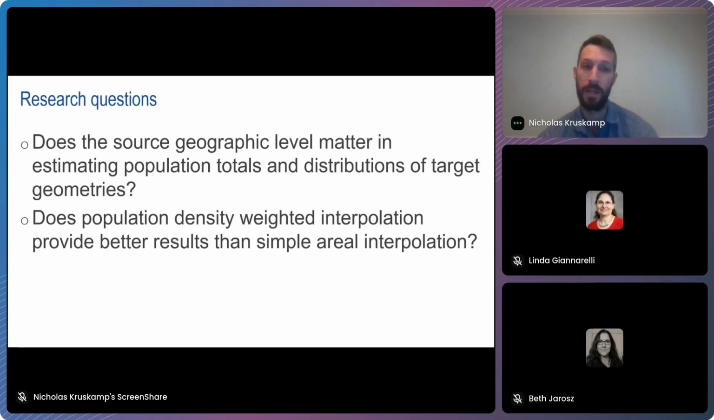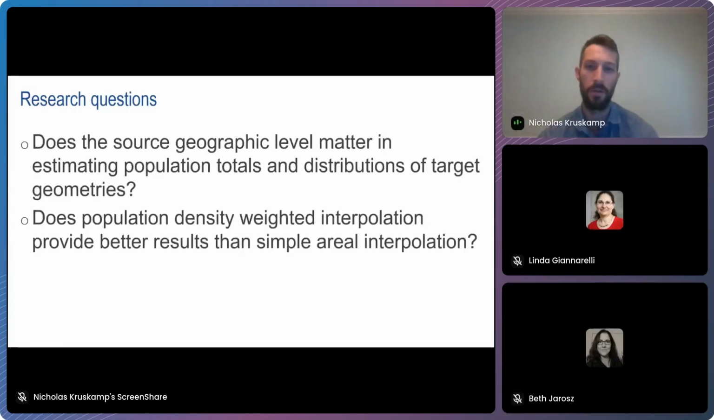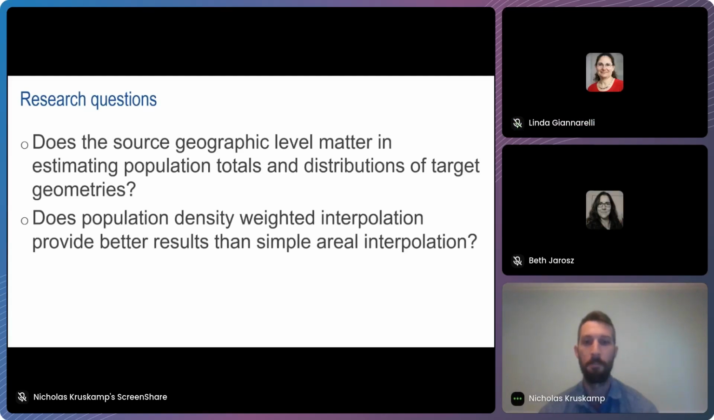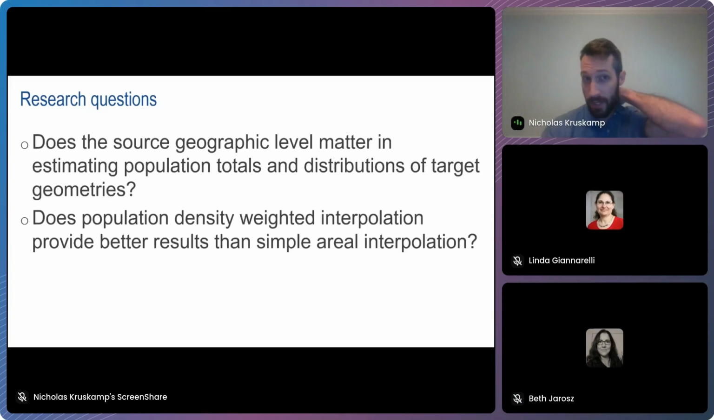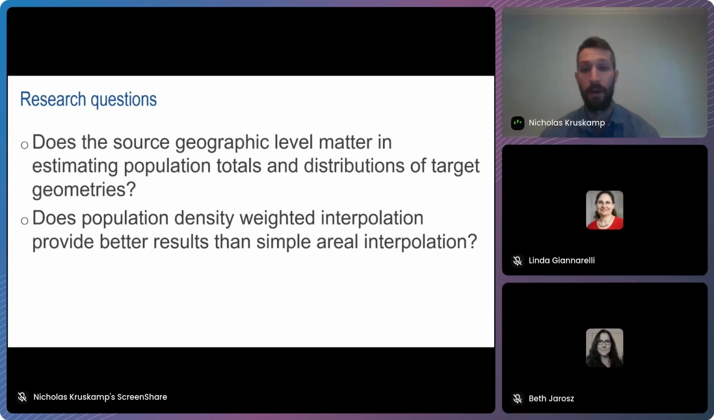And is there more to be gleaned from this sort of analysis than we initially thought? Originally we said we'd take some population distribution surface and throw that in there as opposed to assuming uniform distribution. But we began to find pretty quickly that what we wanted to ask was: does the source geographic level matter in estimating population totals or other ACS variables? Does it matter if it's a block group, a tract, a place, or an MSA? And based on the geographic levels we're exploring, does population density weighted interpolation actually provide better results than simple areal interpolation?